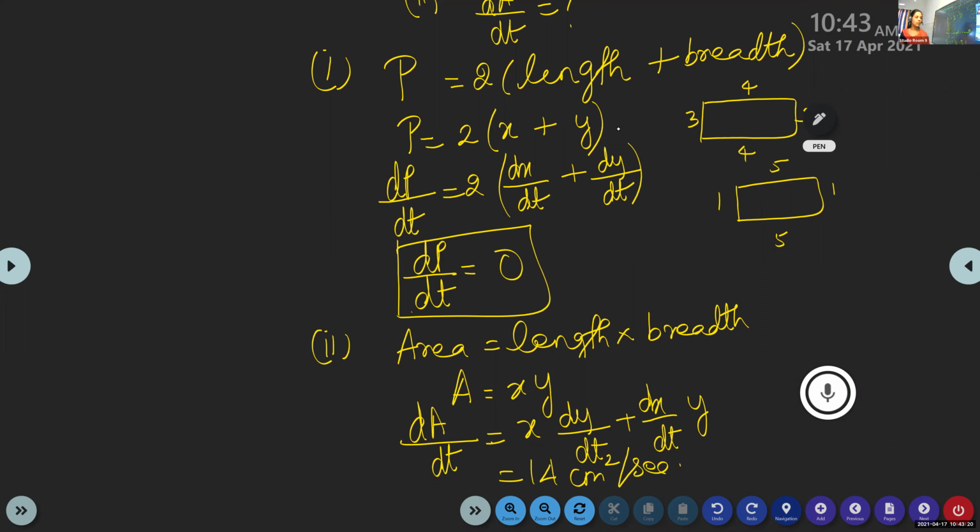Now I'll give one question. Try this one as homework. Sand is pouring from a pipe at the rate of 12 centimeter cube per second. The falling sand forms a cone.